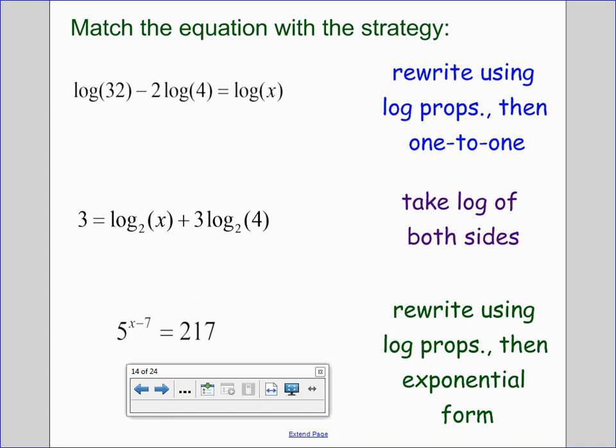The blue one, absolutely. This is logs on both sides, so we're going to go ahead and condense and then use the one-to-one property, log equals log, and drop the logs. Good job. Logs on a single side, we can then rewrite in exponential form. So the second one is going to be rewrite using log props in green, the bottom, which means that my output is a non-perfect power of the base 5. That means we're going to take the log of both sides and rewrite.